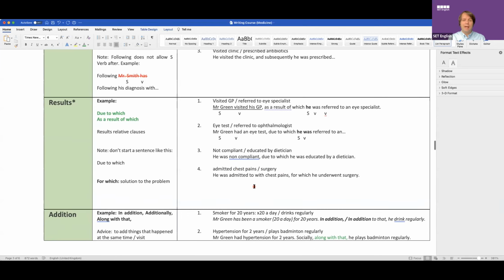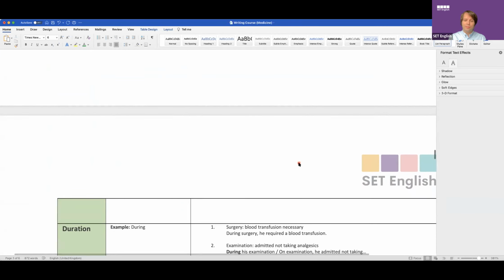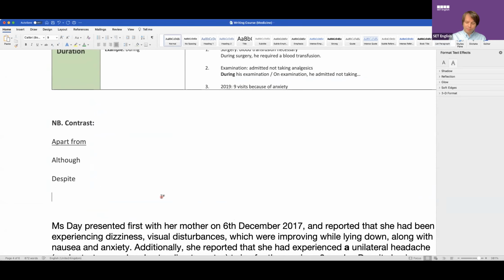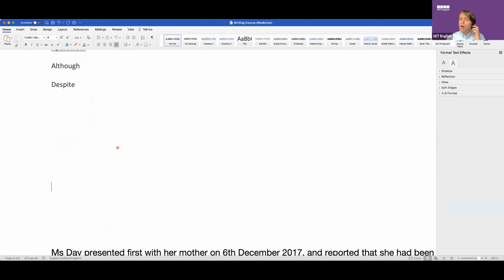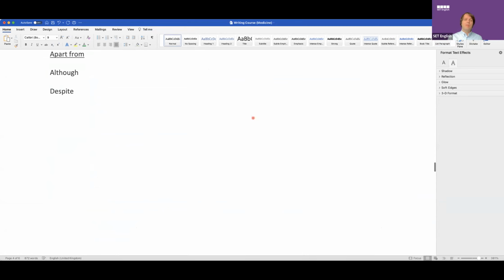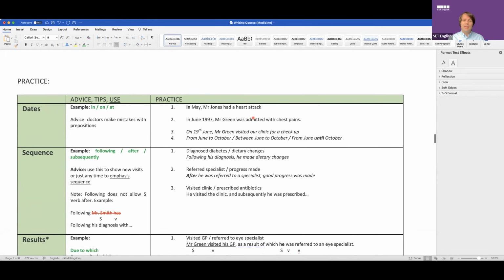So look, I've run over again today. My timings are very bad, but I just wanted to finish off by saying to you guys, very, very important here. I think Paul says something similar. Often really, really good writing is just very simple things, but you put them all together and they look really good. So all those things I'm talking about today: duration, addition, results, sequence, dates.